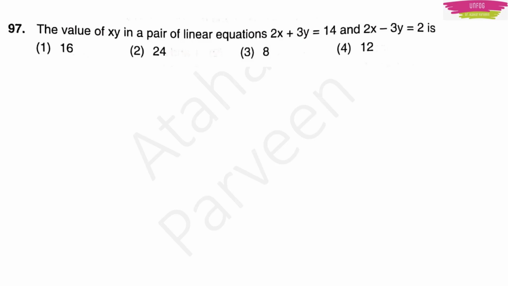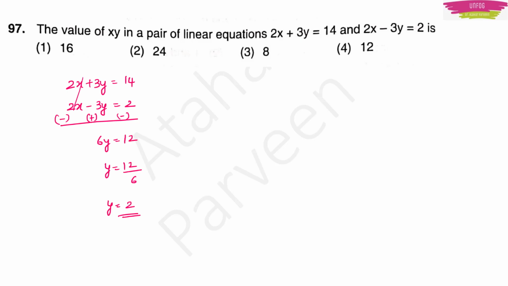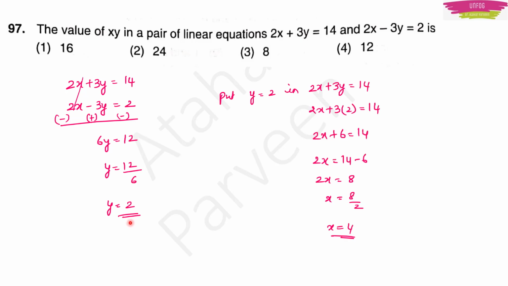Okay. So what you have to do right now, first, you solve this pair of linear equations. You get y is equal to 2. Once you get y is equal to 2, you put it in the first equation and you get x is equal to 4. But what is the question? The question is you have to multiply x and y. The value of xy you have to find. So x is 4, y is 2. So 4 2s are 8. So option 3 will be the correct answer.